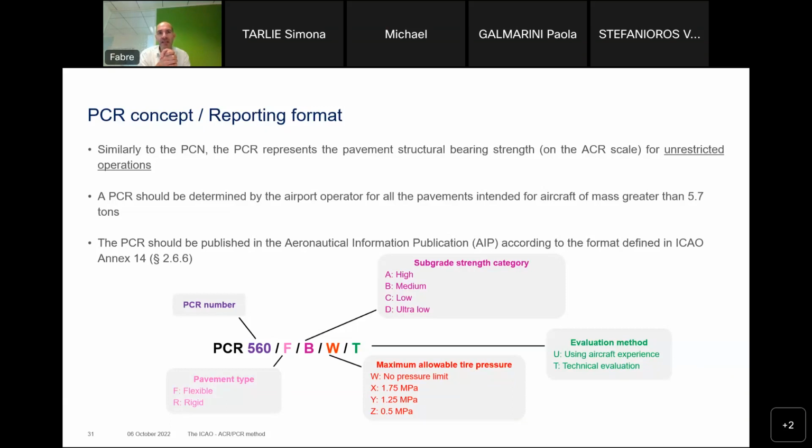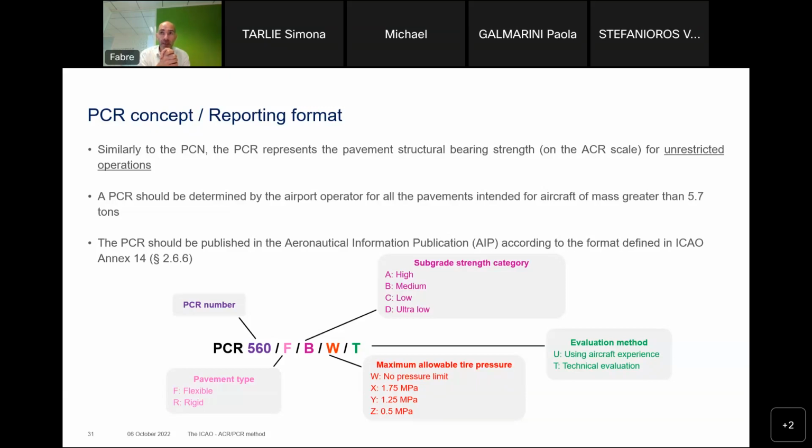Even though, with the ACR being now expressed in hundreds of kilograms, we can make the difference between ACN or ACR and PCN and PCR. So basically, the PCR is composed of one number, which is a PCN number, and four letters. The first letter is related to the type of pavement. So it can be either flexible or rigid pavement.